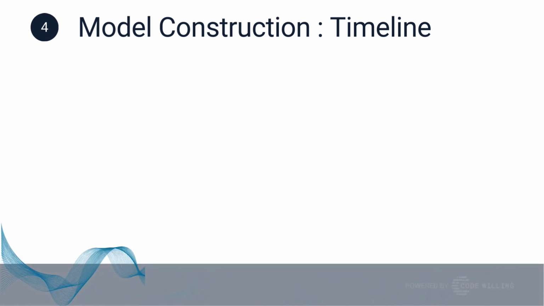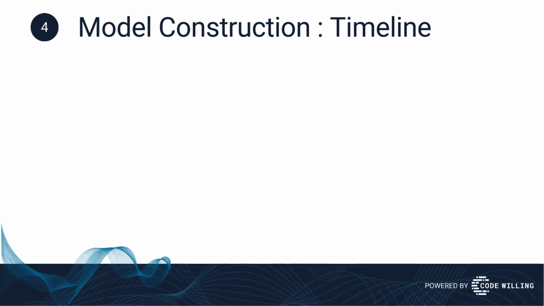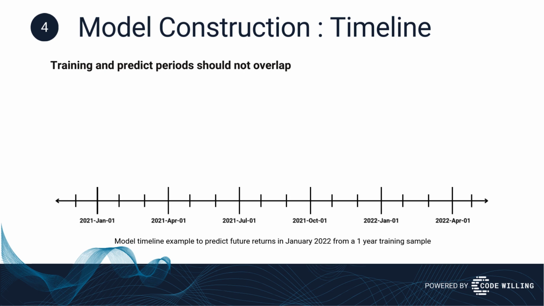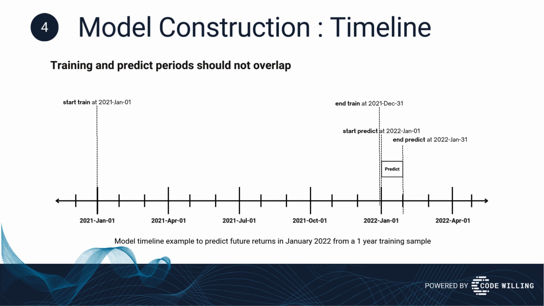In building the model, timing is very important. We have to make sure there is no look-ahead bias. One thing to be mindful of is to not overlap the training and predict periods. Shown here is a sample timeline of predicting the future returns in January 2022 from a 1-year training sample. In this example, we aim to start predicting at January 1, 2022 and end at January 31, 2022. With a 1-year training size, we train a model using data from January 1, 2021 to December 31, 2021.